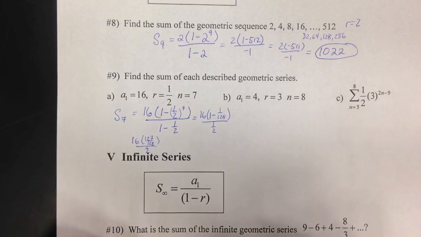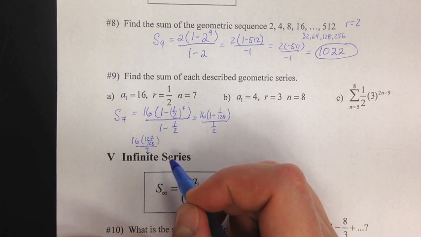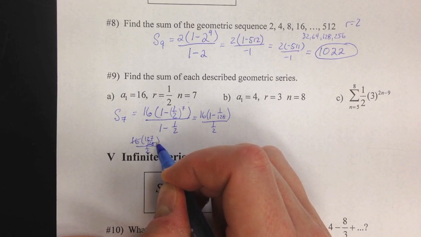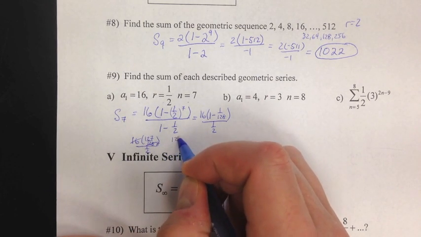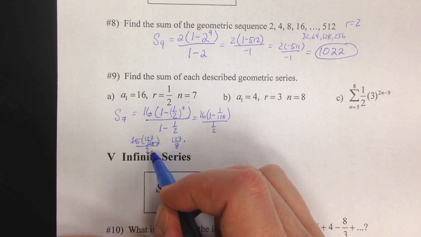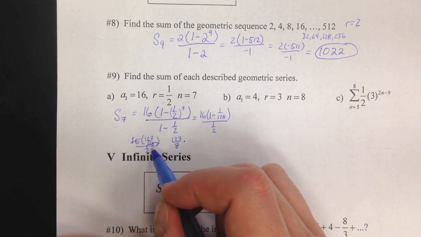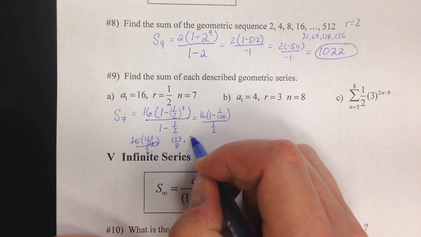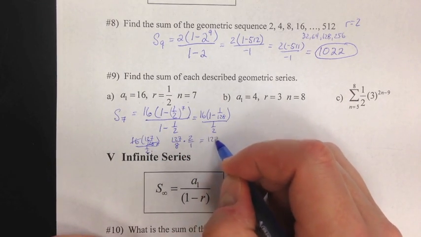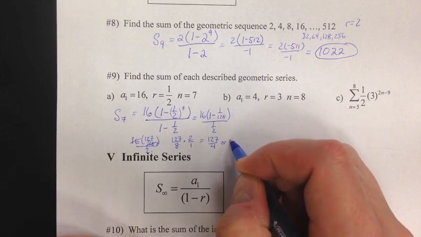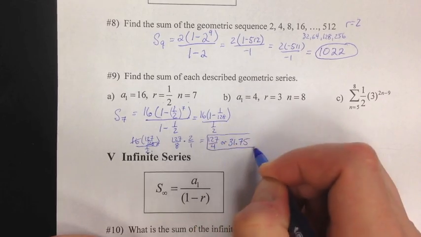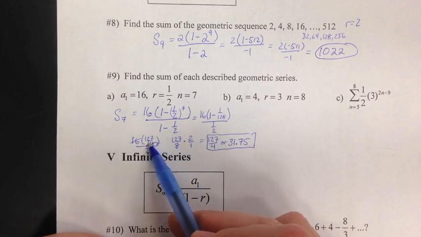I'm kind of writing small here. And this will be, that will reduce to 8. So it's 127 over 8 times, I'm going to change division to multiplication, so I'm going to flip the bottom fraction, times 2 over 1, and what we get is 127 over 4, or 31.75. Now I know that was kind of messy what I just did here.